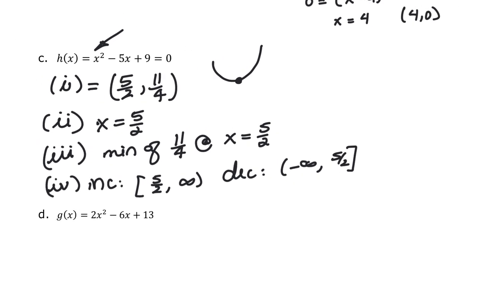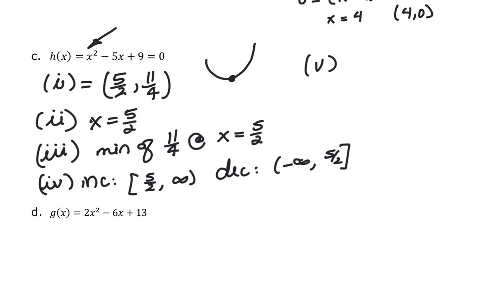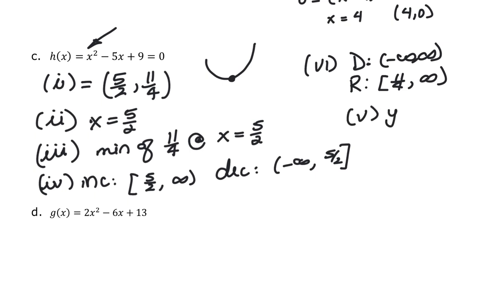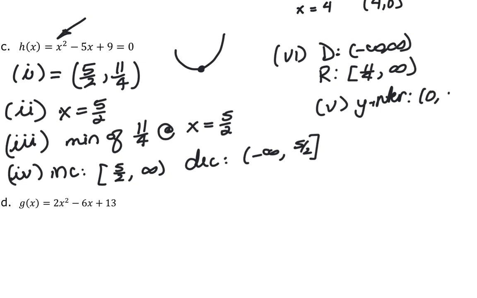My domain and range, so I'm going to jump up to 6 actually, so this is 6. My domain, of course, is everything. And my range, because it is a U-shaped parabola opening up, is going to start at the k part, which is 11/4, and end at infinity. Now, I'm going to go back to this. My y-intercept, I got it to be (0, 9). And then the x-intercept, I have none.